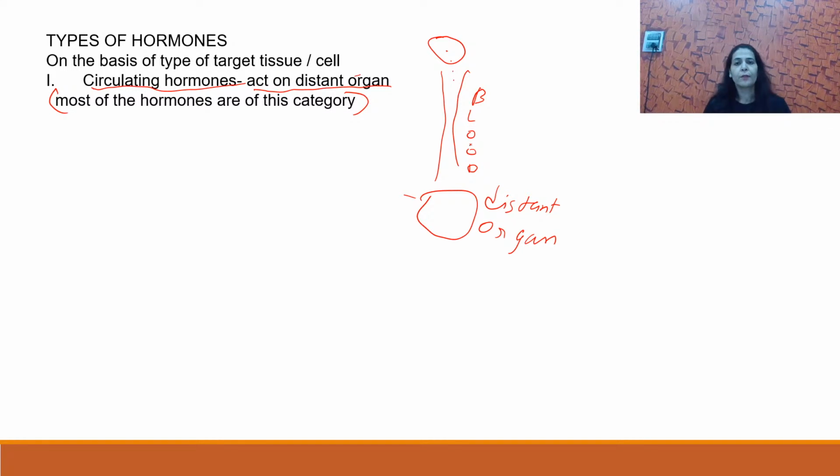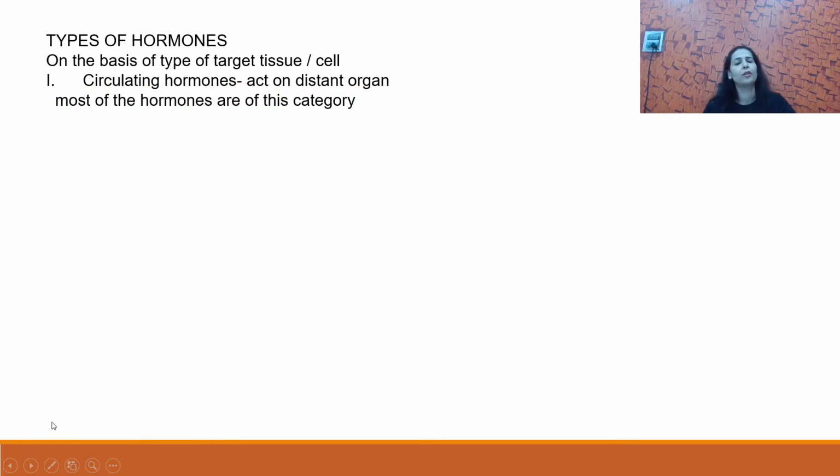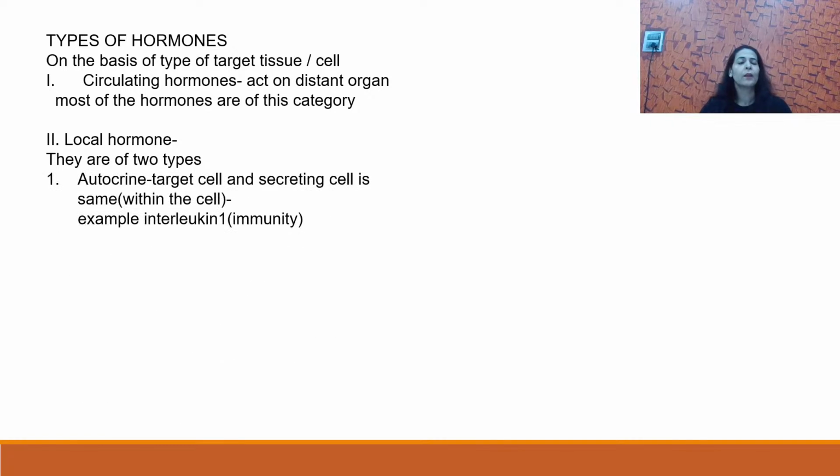Such a hormone that is produced by organ number one that is distantly present from organ number two is known as a circulating hormone, and most of the hormones in our body belong to this category. They are produced somewhere and act somewhere else. Local hormones, very important. Local hormones are of two types, right? Such bifurcation is difficult to find, so please pay attention to the topic very clearly.